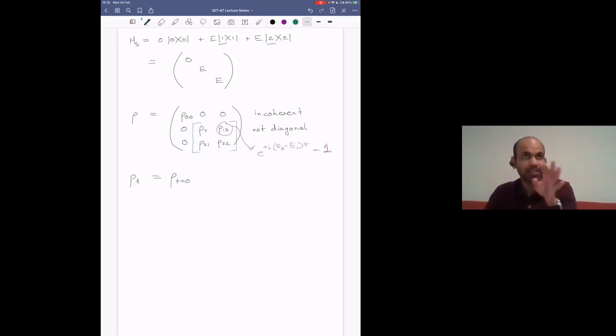So diagonal is really, in this case, just a question of picking the energy basis that we want and having the state be absolutely diagonal, without even off-diagonal elements between the same energy.